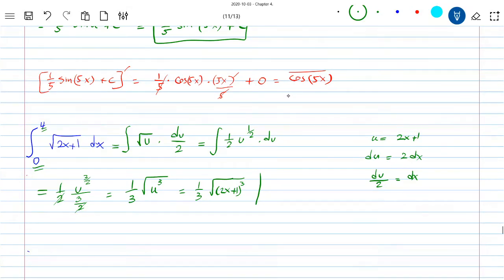I waited till I changed all the boundaries. I found the antiderivative function first. This was the antiderivative. Then I changed it back to x. Now I can evaluate it at those values, 0 to 4. And what would be the integral?